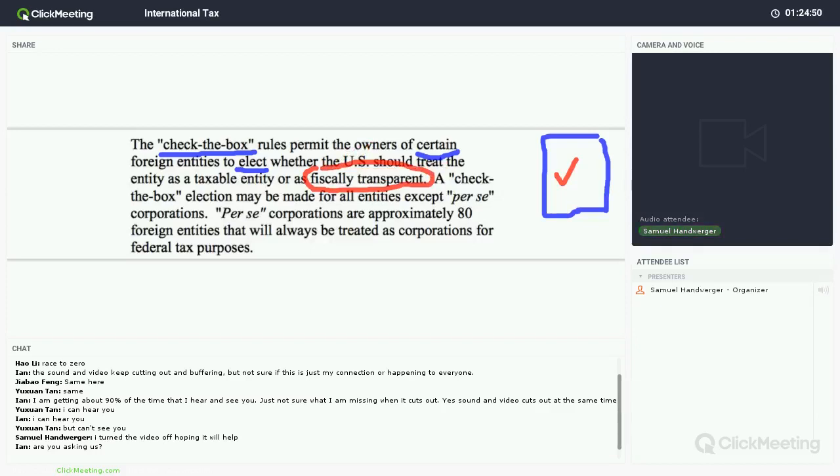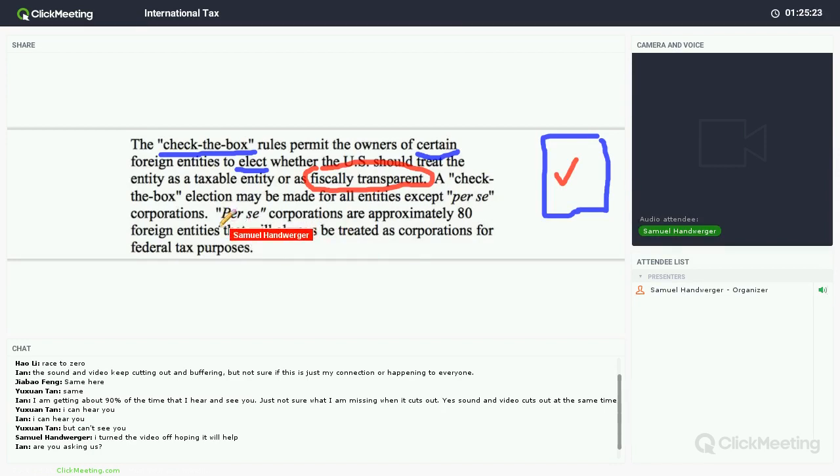Fiscally transparent means that there are no dividends. Whatever the entity makes, whatever profits are there, they get taxed immediately, and they get taxed immediately worldwide to U.S. residents. Now you see why we needed to learn about the per se corporations, because check the box works for everybody except per se corporations. Inherently or fundamentally corporations, which is what per se means, and they're inherently or fundamentally corporations because the regs say they are.